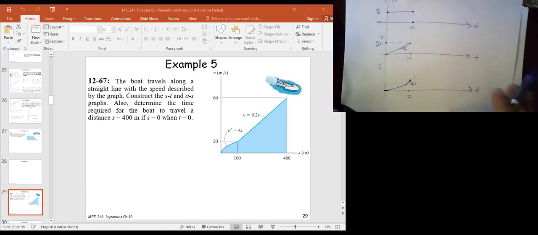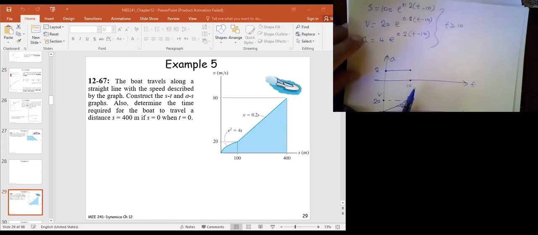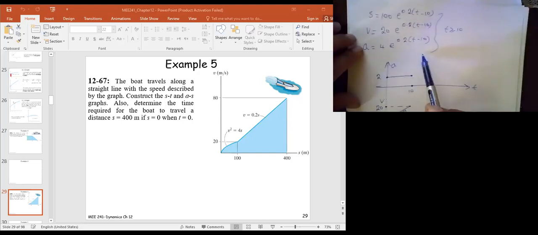Are we good? Okay, let's continue and build from here. What would be the acceleration as a function of time after 10 seconds? We're going to have to draw this, right? Yes, an exponential figure, a curve.